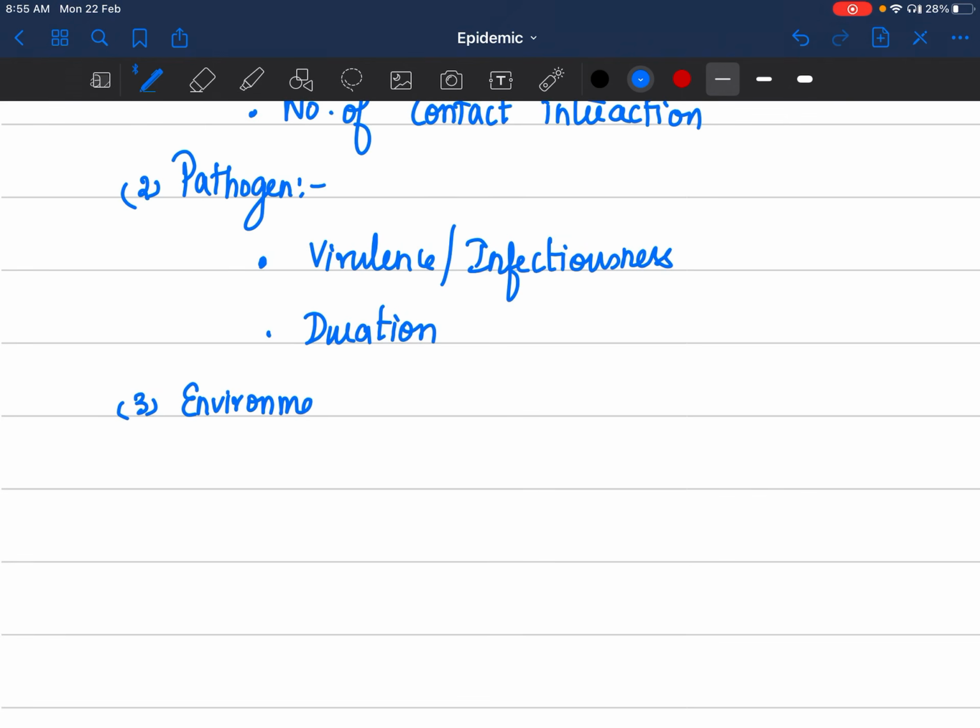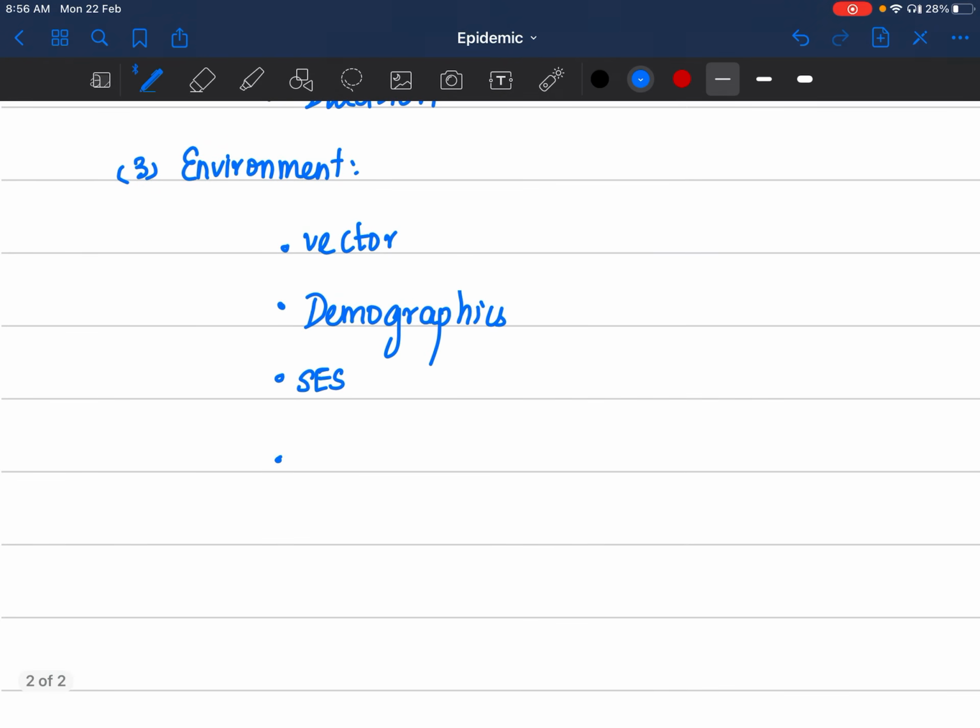So environment: whether the transmission requires the presence of a vector or not, and the demographics. Is it a mobile population, or a population that's going to stay there, or a population that contains more susceptible individuals like the older generation or very young children, right? So these are all the demographics. Then socioeconomic factors are overcrowding, poor sanitation, those sort of things, and climatic conditions, of course. So these are the things that can affect the basic reproduction number of any disease.